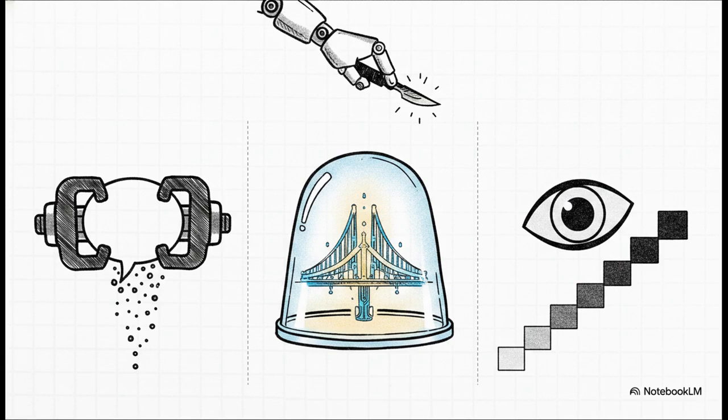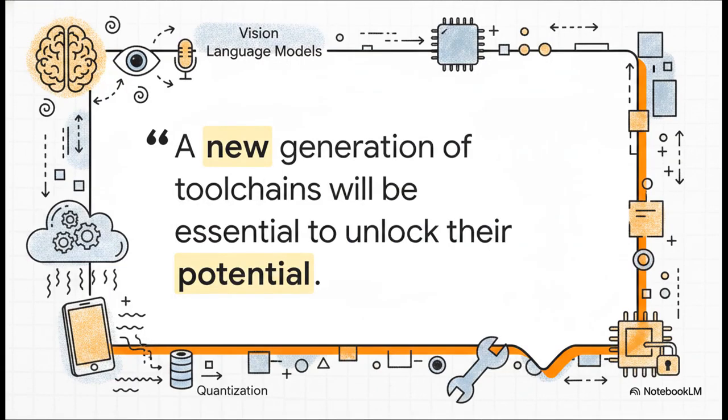As the source material puts it perfectly, as vision language models become more prevalent in edge AI, a new generation of quantization-aware toolchains will be essential to unlock their full potential. The reality is, right now, there isn't one magic click-a-button framework that compresses an entire multimodal pipeline perfectly. The future entirely depends on us building these smarter, more adaptable toolchains.